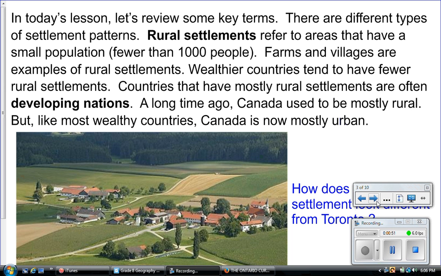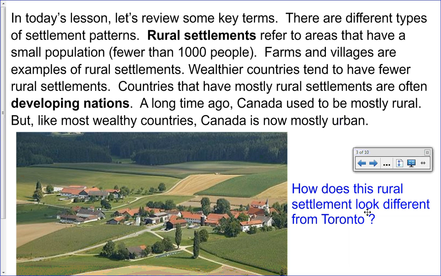In today's lesson, let's review some key terms. There are different types of settlement patterns. Rural settlements refer to areas that have a small population, fewer than 1,000 people. Farms and villages are examples of rural settlements. Wealthier countries tend to have fewer rural settlements. Countries that have mostly rural settlements are often developing nations. A long time ago, Canada used to be mostly rural, but like most wealthy countries, Canada is now mostly urban.